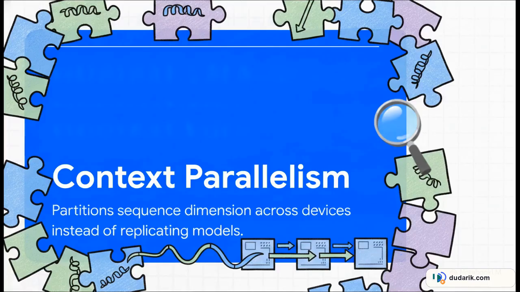Imagine you're trying to build a massive, highly complex puzzle. Instead of trying to cram the whole puzzle onto one tiny table, or giving everyone their own duplicate puzzle to work on separately in different rooms, you just push several tables together. You are partitioning the sequence dimension itself across the devices.